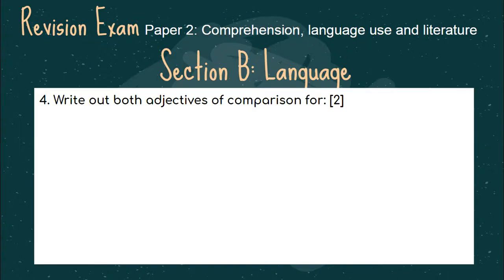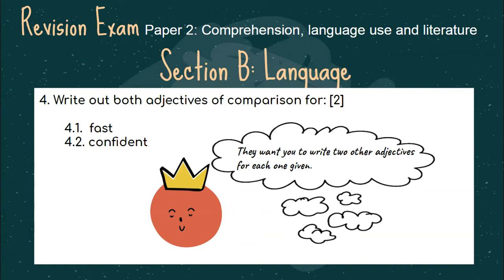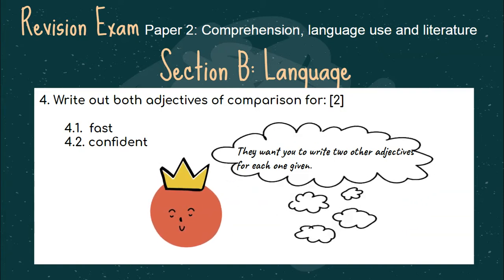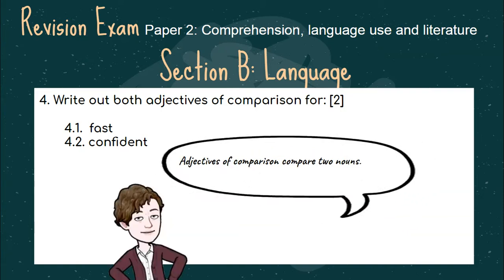Number 4. They ask you to write out both adjectives of comparison for these words. So they want you to write 2 other adjectives for each one given. Remember, adjectives of comparison compare 2 nouns. So remember, there are 3 degrees of comparison. There's the positive, comparative, and the superlative. Remember, when you were in younger grades, you learned big, bigger, biggest, right? So big would be the positive, bigger, the comparative degree of comparison, and biggest, the superlative.